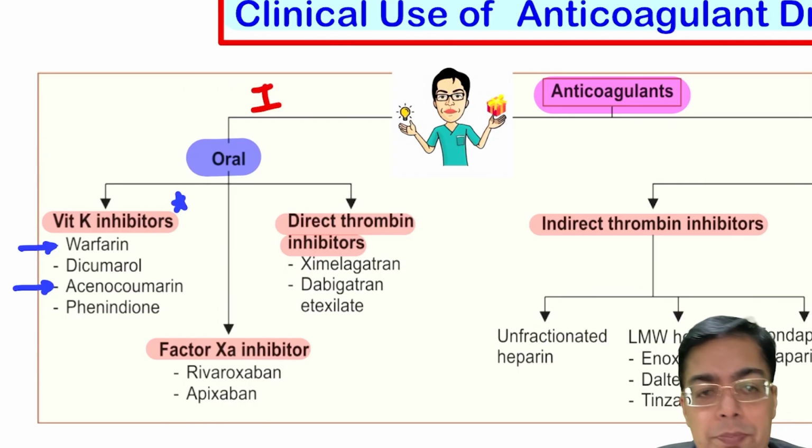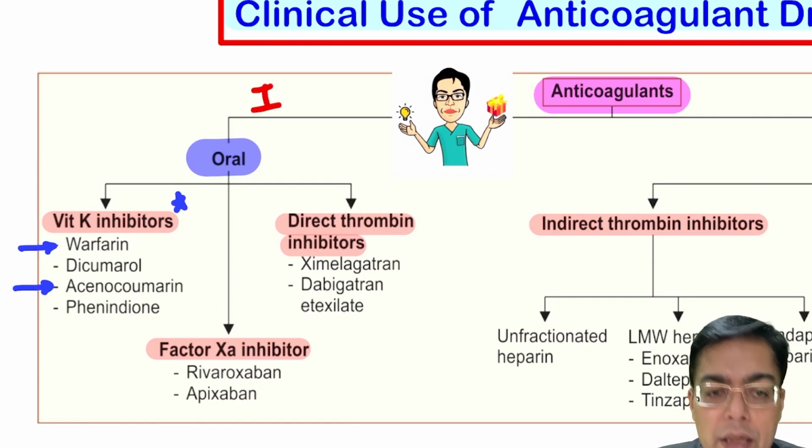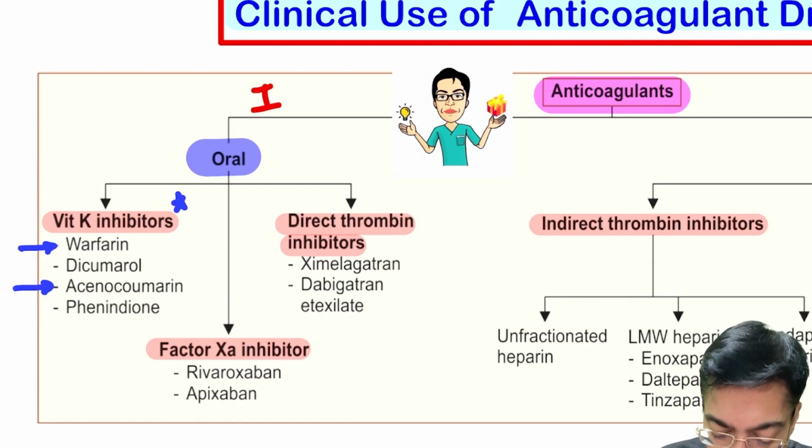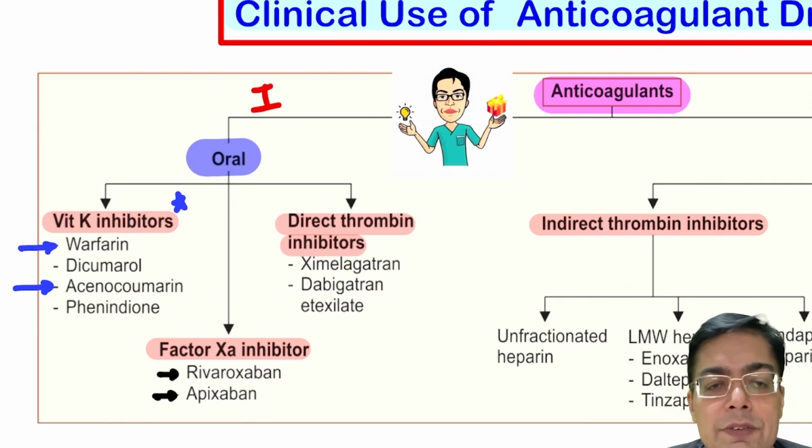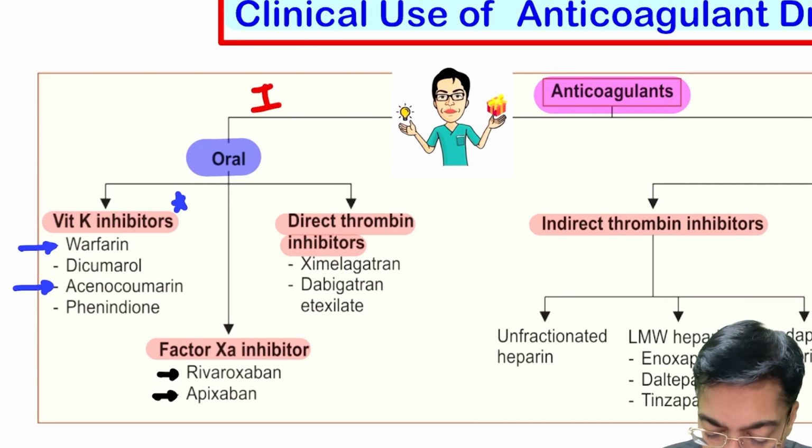There are now special drugs available which can be given in the form of tablets, orally effective drugs which can inhibit factor 10A directly. These are drugs which are given the names rivaroxaban and apixaban. Then we have drugs which inhibit factor 2 directly. They are given the name of direct thrombin inhibitors, and examples of such drugs include ximelagatran and dabigatran.